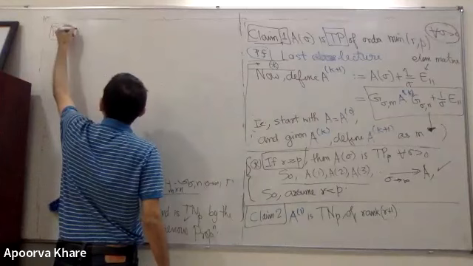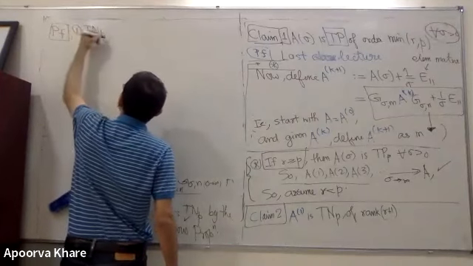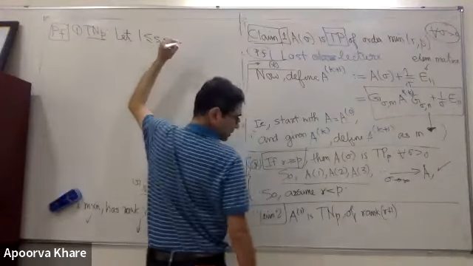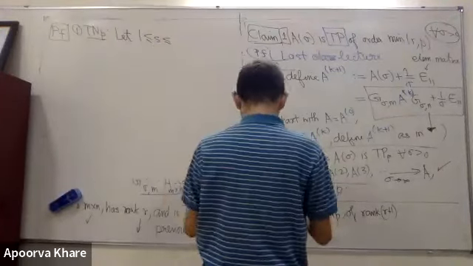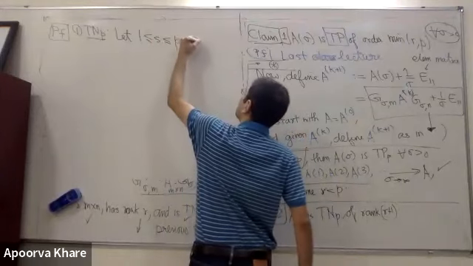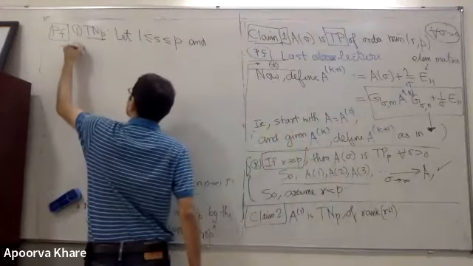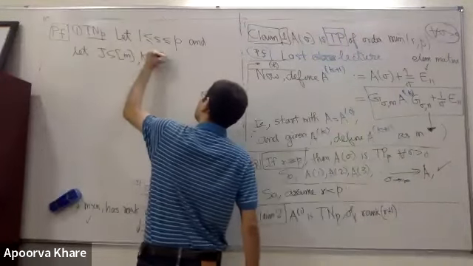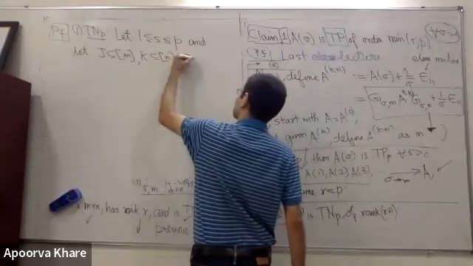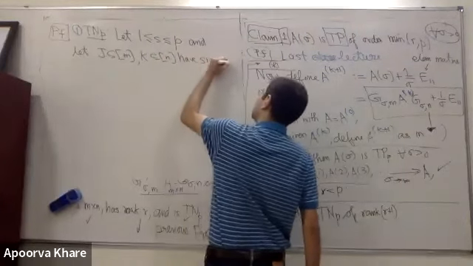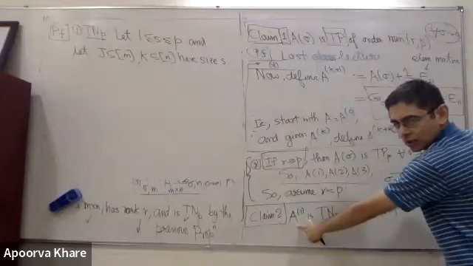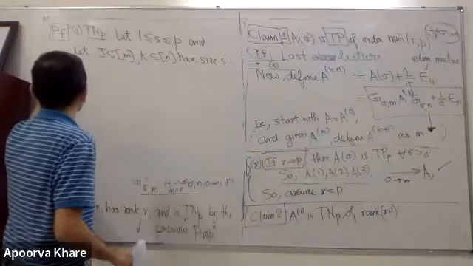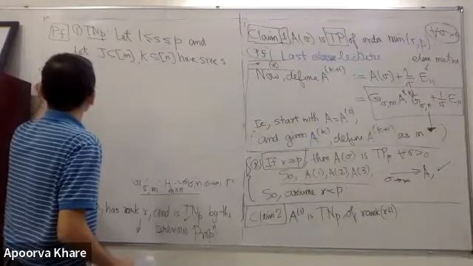So again, to prove T and P, let 1 less equals S less equals P. And let's take subsets again, J contained in M, K contained in N, of size S. So we want to look at the minor, J cross K minor of A. Okay, so now let's look at them. So two cases. Case 1, case 2.